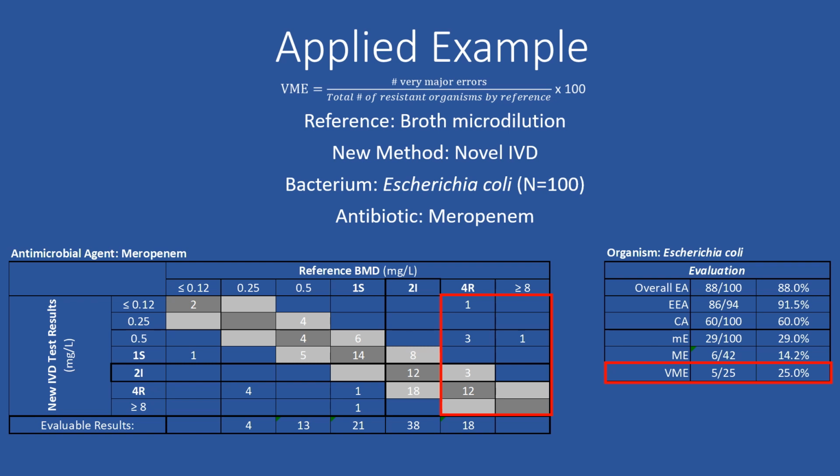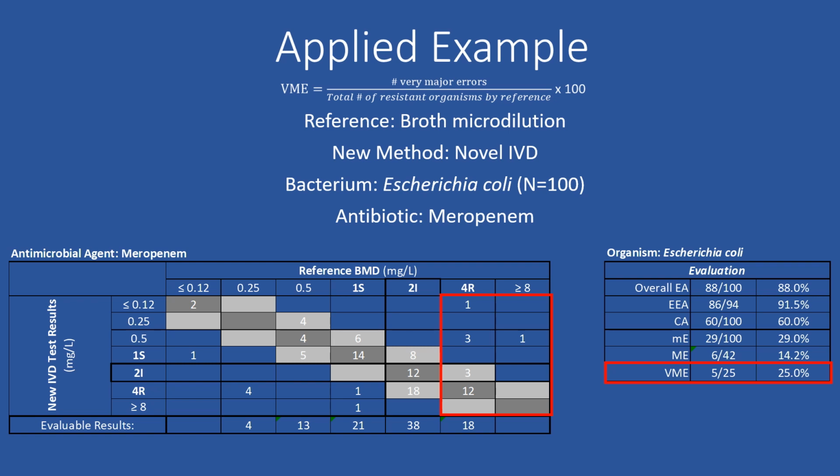The final AST statistic that I will go over is the very major error proportion. This statistic refers to the inability of the test method to detect resistance, so also known as false susceptible. Very major error may lead to the initiation of inadequate antimicrobial therapy and may have fatal consequences, especially in severely ill patients where these antibiotics are common first-line substances.